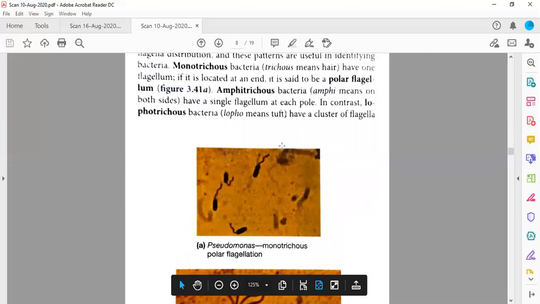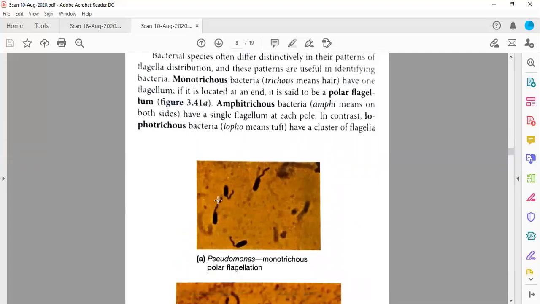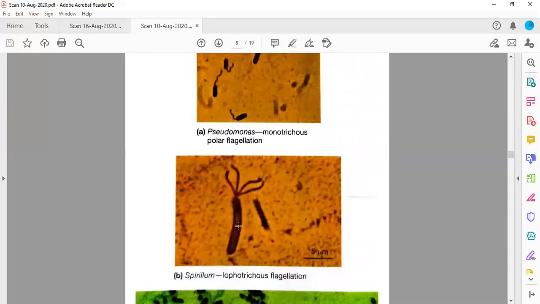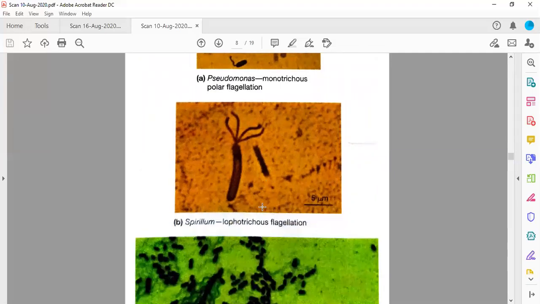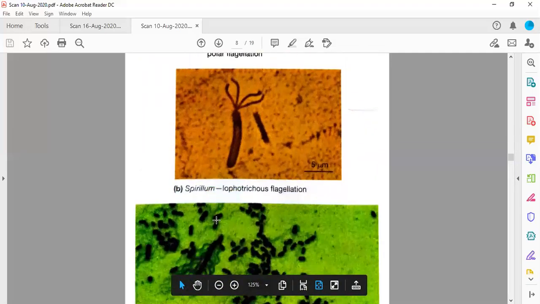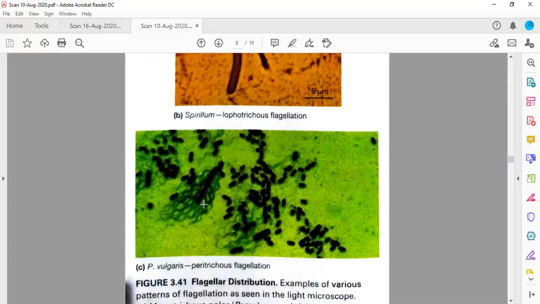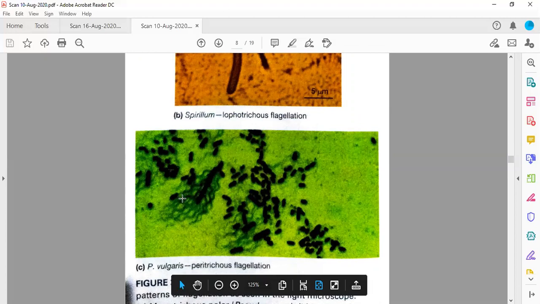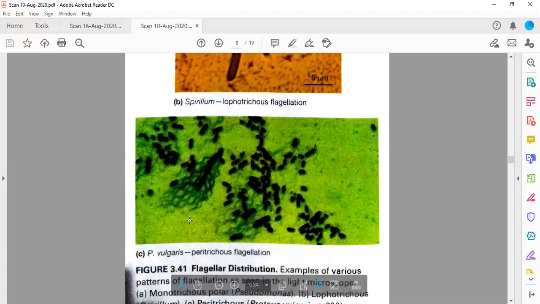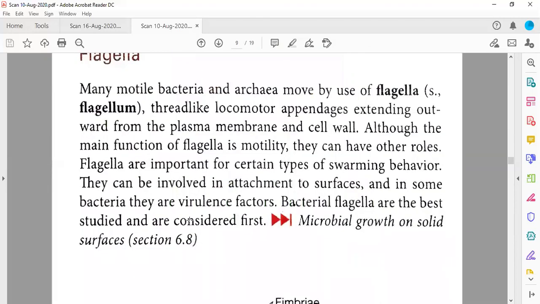They have only one flagellum, therefore they are called monotrichous or polar flagella. If one flagellum is present at this end also, then they are called amphitrichous. Here it is given: lophotrichous, present in spirillum. Then these are peritrichous actually. Peritrichous means that the bacterial flagella are present all over the body of the bacterial cell. Peri means around.